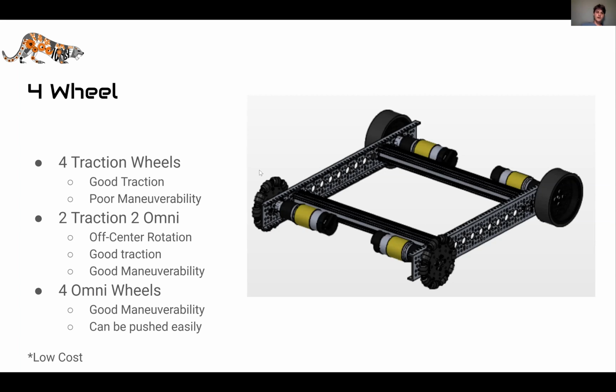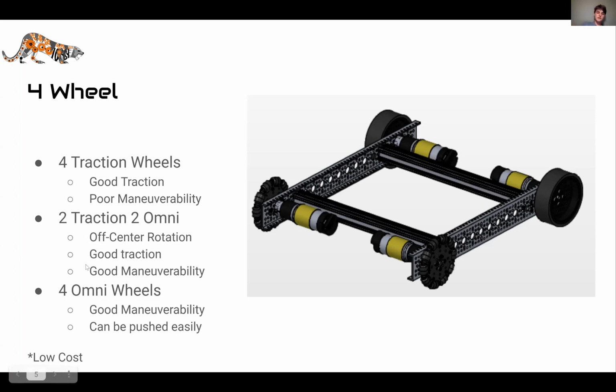The second configuration is the two traction and two omni. That is using these two omni wheels. And what omni wheels are, they are thinner wheels that have rollers on the sides of them so that they can move around the axis of rotation around where the motor is, but also they can slide side to side. And if you have two traction and two omni wheels, then your center of rotation won't be in the center of your robot. It will actually be in the center of your two traction wheels. And it will have better traction than some drivetrains, but it's also got some decent maneuverability.